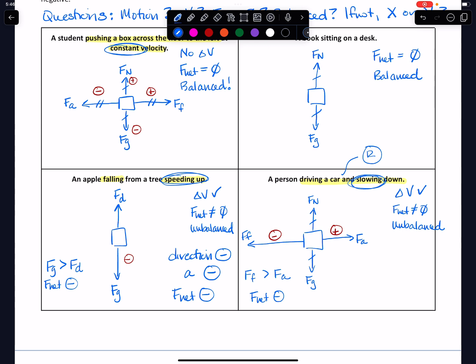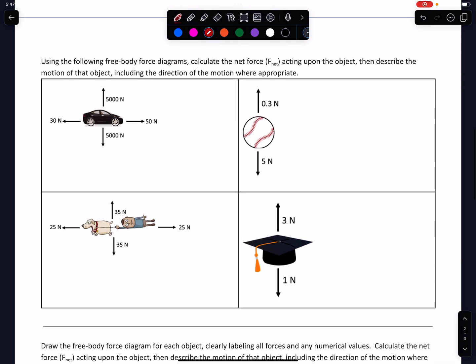If I wanted to write out my equation, F net would be equal to the frictional force plus the applied force, the sum of my forces. My frictional force would be negative, my applied force will be positive, and because my frictional force is greater, I'm going to get an overall negative sign for my net force. Okay, so that's how we draw diagrams based on description. All right, let's try another type of problem.